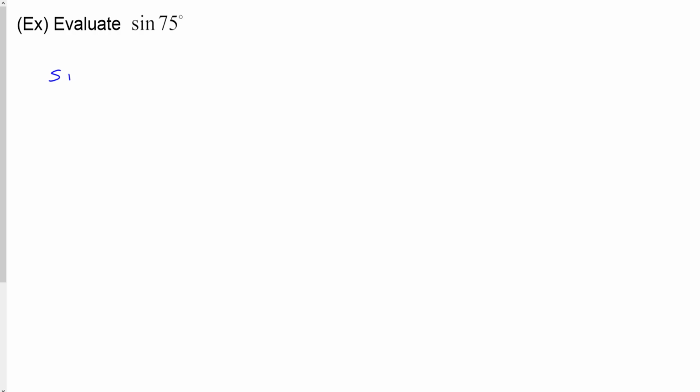So if you notice, sine of 75 degrees could be decomposed. We could write it as the sine of, say, 30 degrees plus 45 degrees, or 60 plus 15, although we don't know what the exact value for the sine of 15 degrees is. But 30 and 45 we both know.